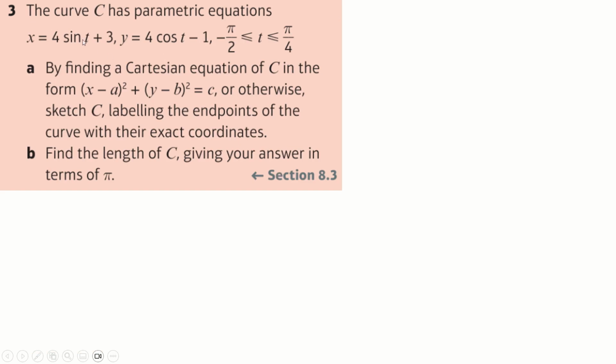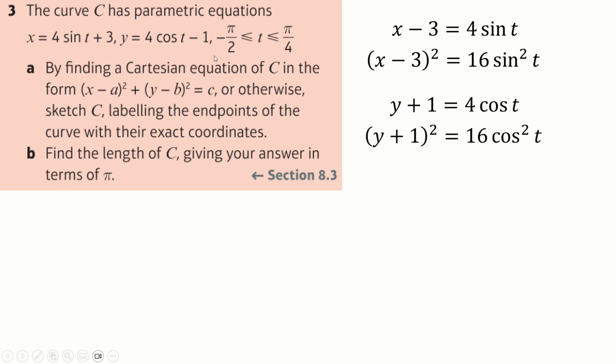Last one about parametric equations. So we're going to take away 3 from both sides here and then square it. And that will give us this. We're going to add in 1 to this side and then square it. And that gives us that. If we add this to this, 16 sine squared plus 16 cos squared is just 16 lots of 1. And so we get this plus this is 1. And this is a circle, sorry, is 16, of course. So this is a circle, center 3 minus 1, radius 4.